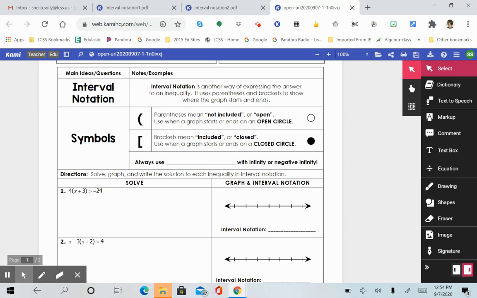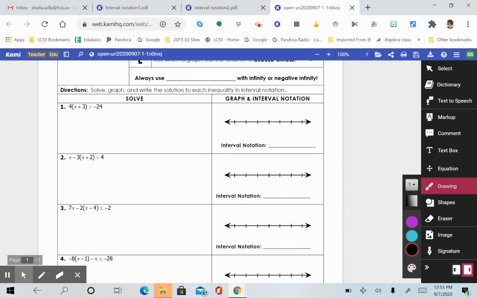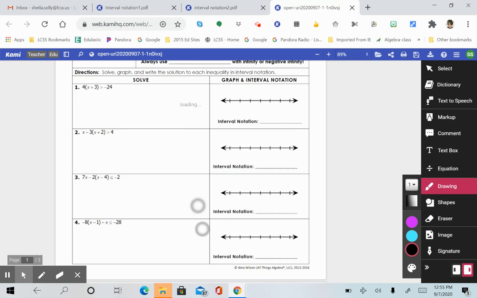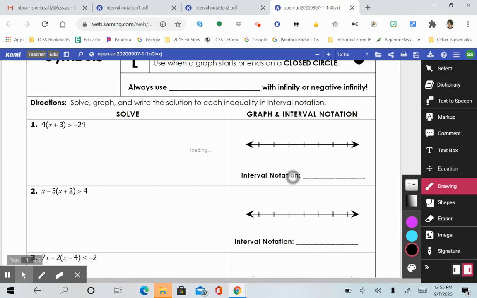So example number 1, we want to solve first. We could either do the distributive property or we can divide. I'll do the distributive property first. So 4 times x is 4x. 4 times 3 is 12. That's greater than -24. Subtract 12 from both sides.